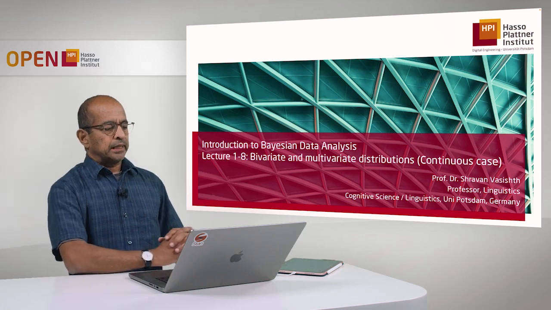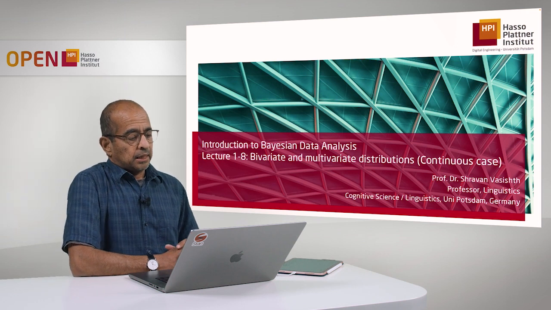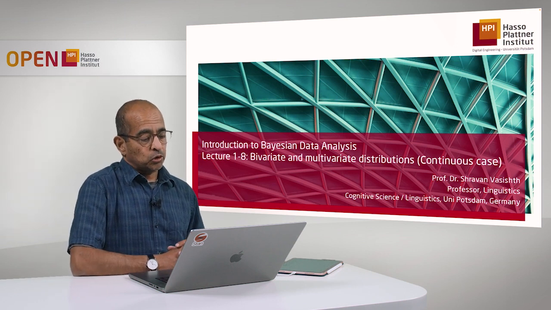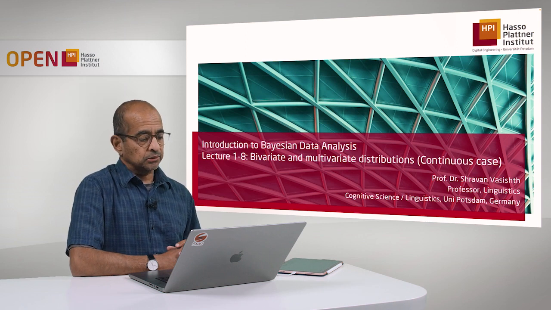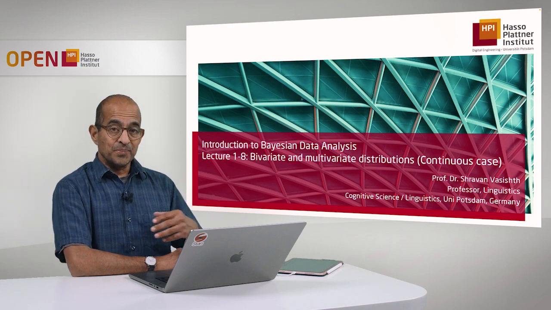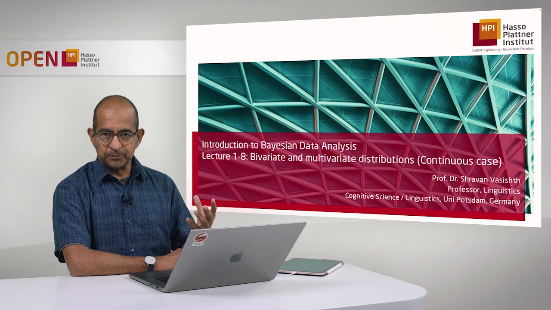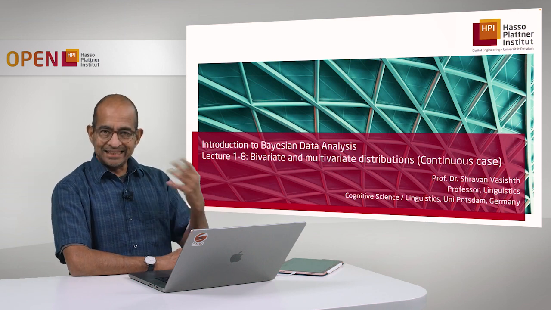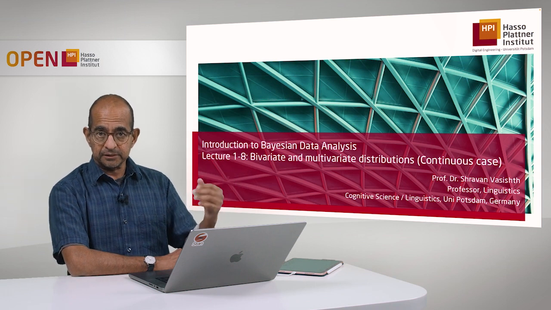We have now looked at the bivariate distribution in the discrete case. What I'm going to do next is to talk about the bivariate distribution in the continuous case, right? As you can see in the title, I'm talking about bivariate and multivariate distributions, but I'm only discussing bivariate distributions here because they're easier to conceptualize and to draw graphically. But the ideas that I'm presenting here will generalize to any number of random variables, okay?